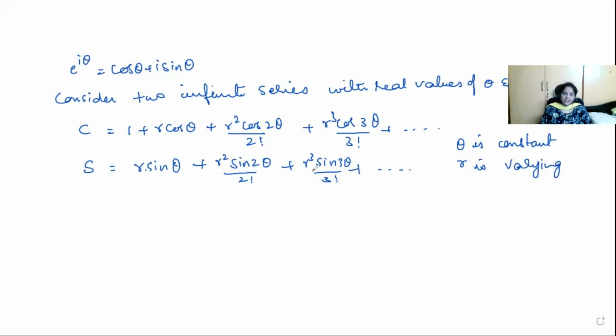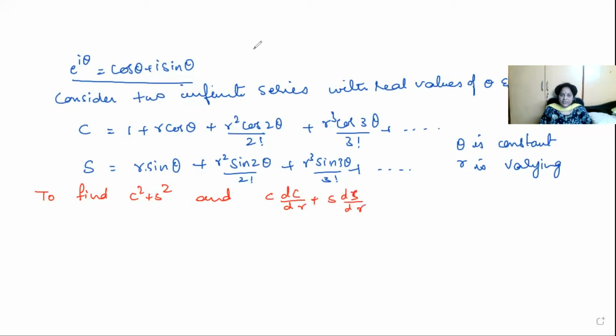So the moment we see such kind of series, we need to think of a complex number and also the expansion e power i theta equals cos theta plus i sin theta. The question here is to find two things: the value of c square plus s square, and also the value of c dc by dr plus s ds by dr. So we just need to find out these two values.